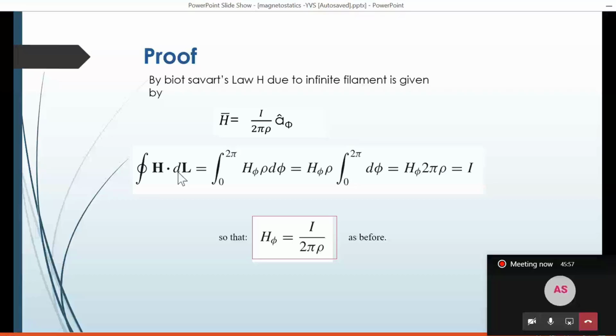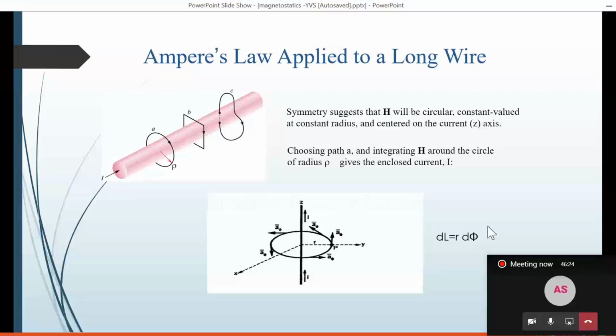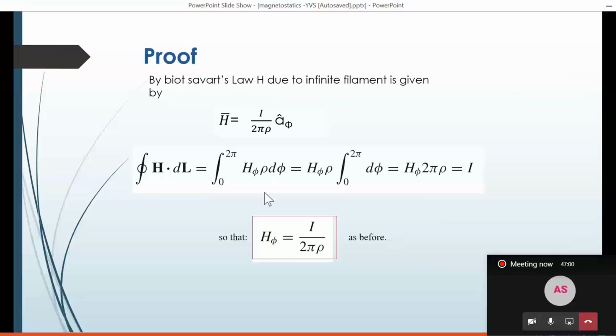But what we want to prove? We want to prove that H bar dot dl bar. So H is already there. What is equation of dl? Now if I consider this figure, then I will consider the cylindrical system. And in cylindrical system, if I consider small part of this circular path, then that is dl bar. Now that circular path will have equation which is dl equal to r into d phi.